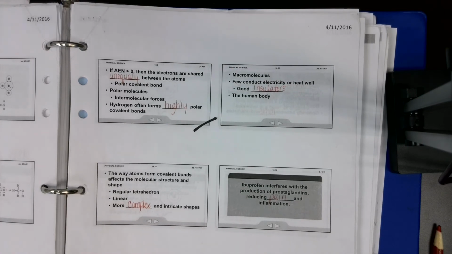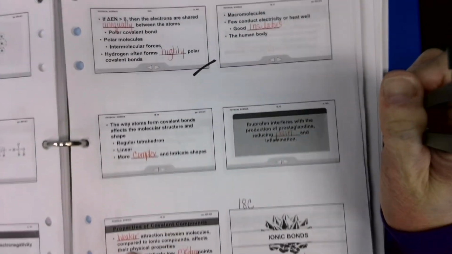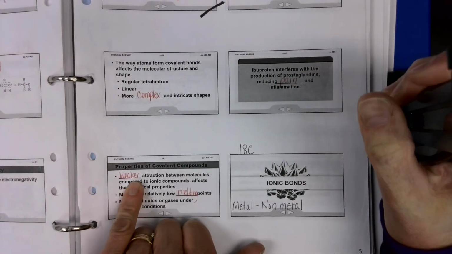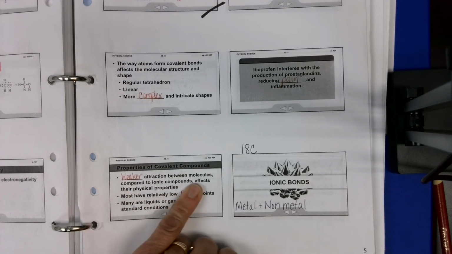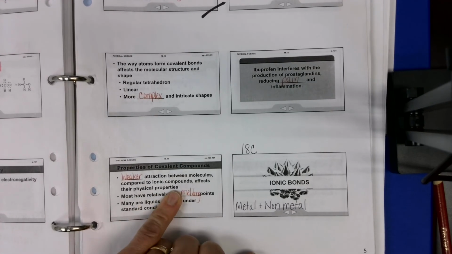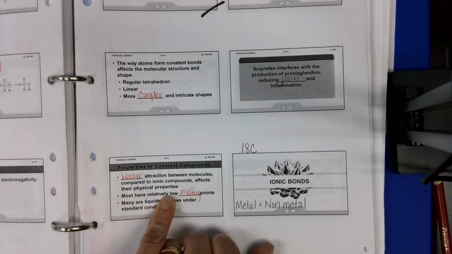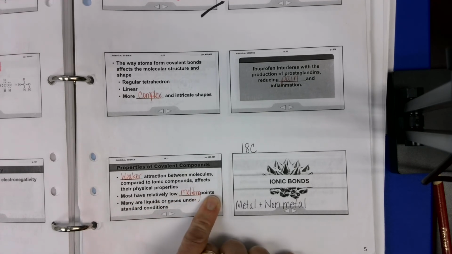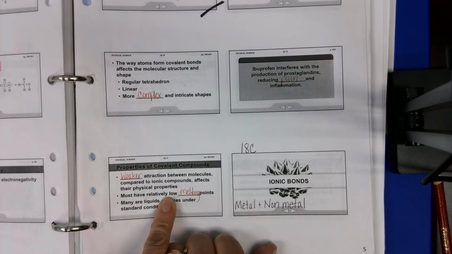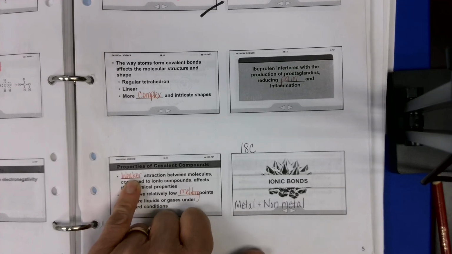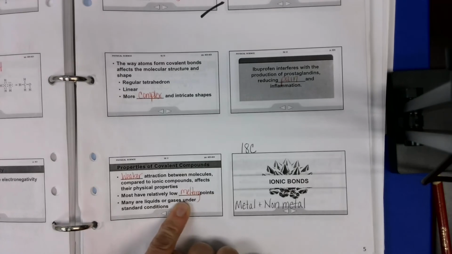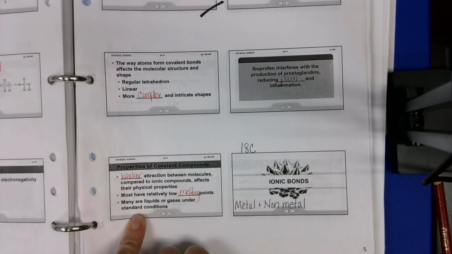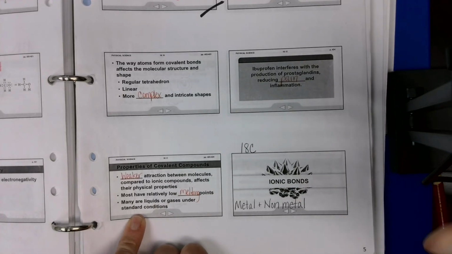So, okay. What I want to talk about here is weaker attraction between molecules compared to ionic compounds affects their physical properties, right? When we have low melting points, that means something can melt really quickly. It's a sign that there's a weaker bonding between elements. Many liquids and gases are going to fall into this category.